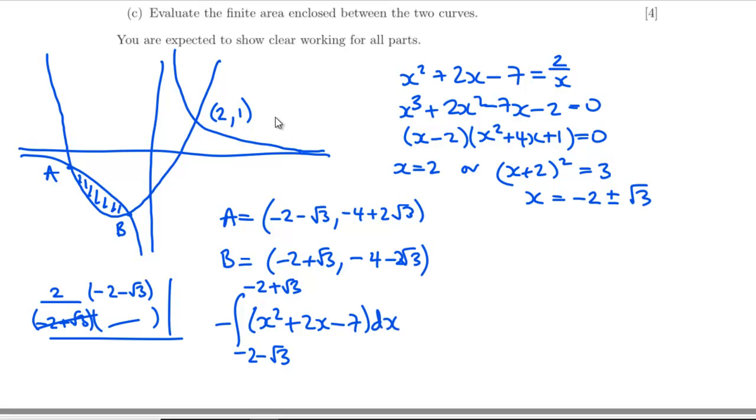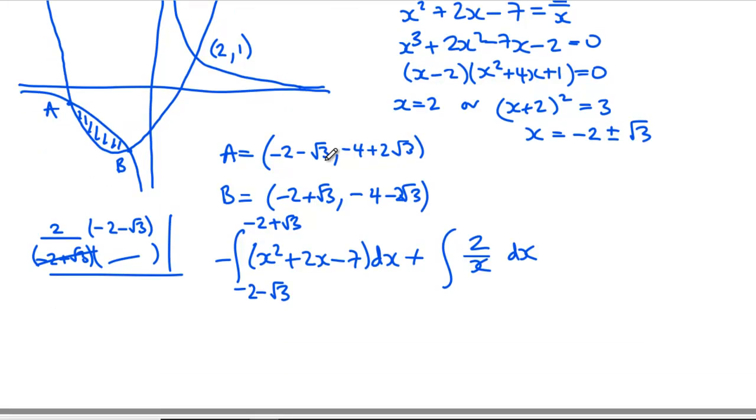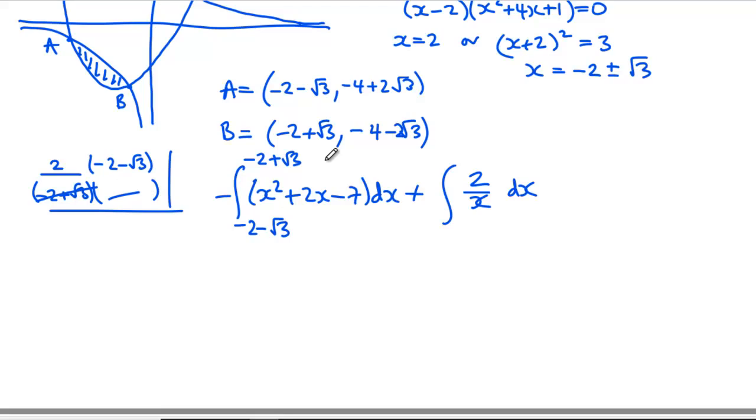And then we're going to have to take off the negative, so add on the integral between the same limits of 2 over x dx. I won't bother writing the limits in. Right, this is going to be a lot of messing around, so it's probably worth doing this in chunks. Otherwise, yeah, because we've got a lot of terms there.